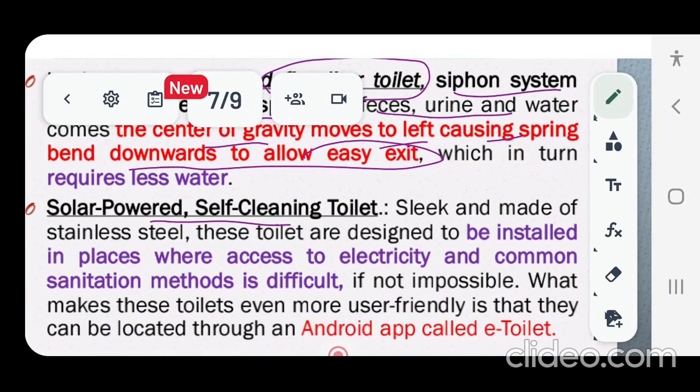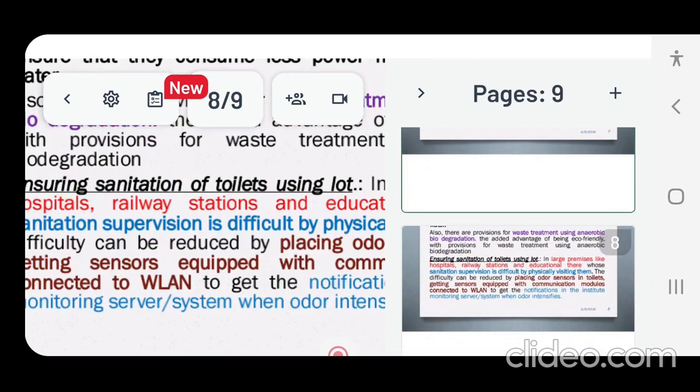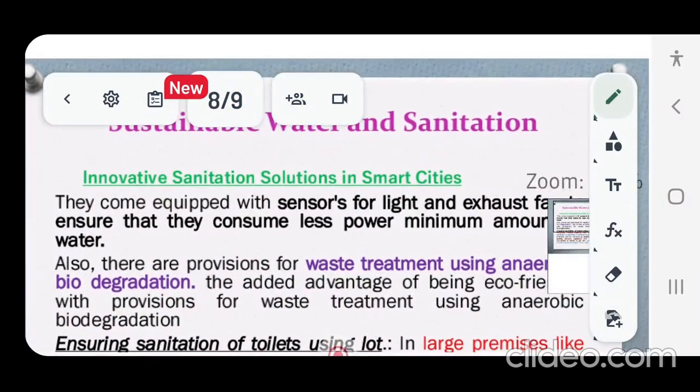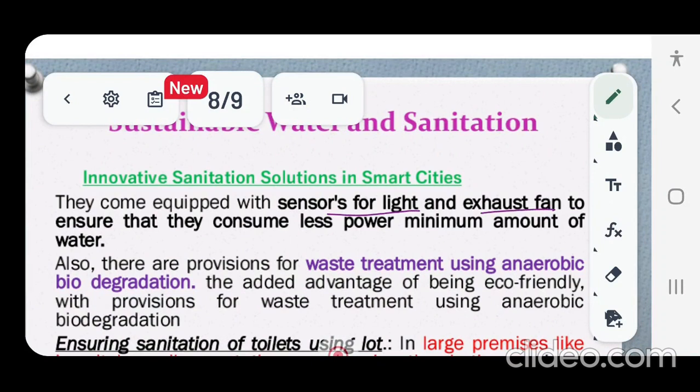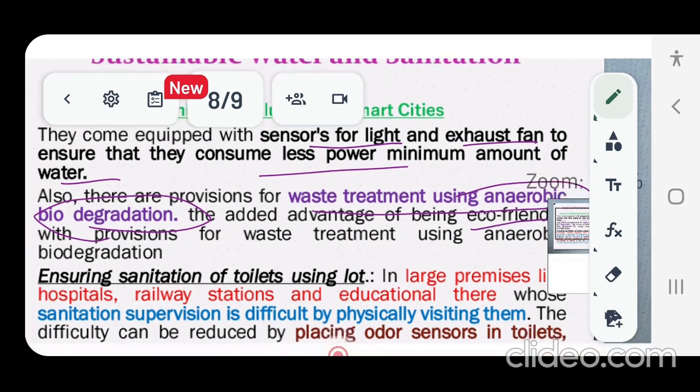Next comes a solar-powered self-cleaning toilet. It is made up of steel, and they are installed in places where access to electricity and common sanitation is difficult. They are user friendly, available through an Android app called eToilet, and they are also provided with sensors for light and exhaust fan to ensure that they consume less power and a minimum amount of water. There is also provision of wastewater treatment using anaerobic biodegradation, which is an eco-friendly method.